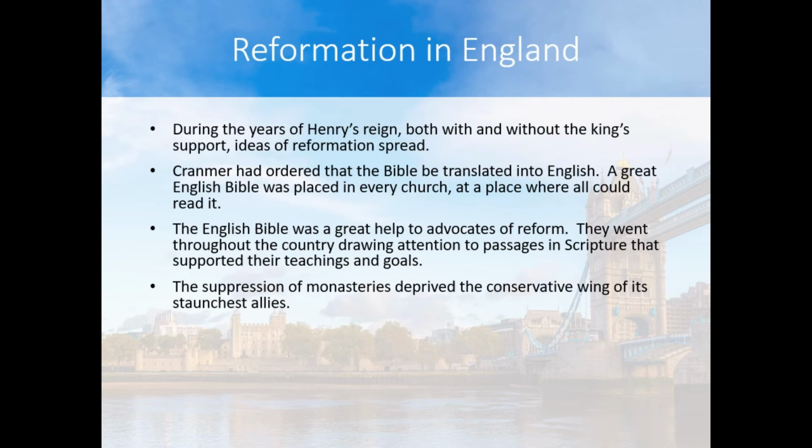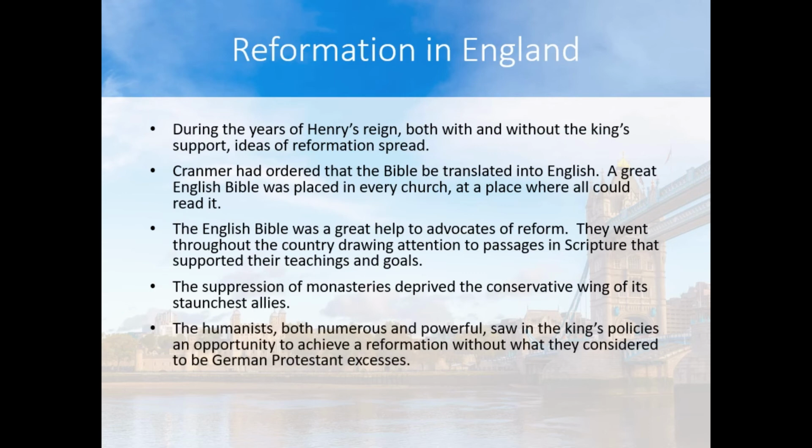The suppression of monasteries deprived the conservative wing of its staunchest allies. So just kind of keeping that Catholic influence down was a big thing at this time. The Humanists, both numerous and powerful, saw in the king's policies an opportunity to achieve a Reformation without what they considered to be German Protestant excesses. So these Humanists, they were led by the thinking of Erasmus. And remember, Erasmus was the guy, he wanted reform, but he didn't want to split. He thought the church could be reformed from within.